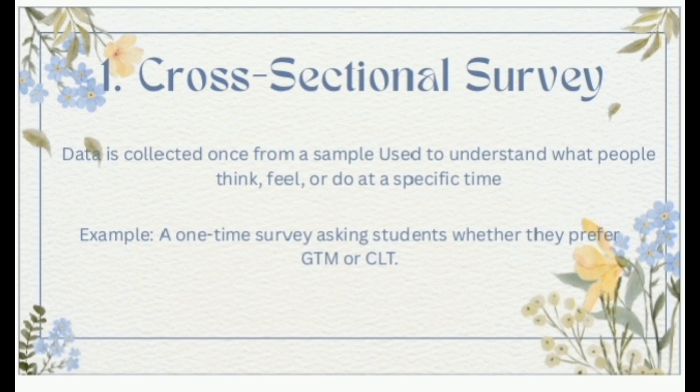In a cross-sectional survey we will get the opinions, thoughts and perspectives at a specific time, at their present time, like what they are thinking about CLT or GTM at that time, and what their attitudes, feelings or opinions are. So the data will be based on their present time, their specific time.